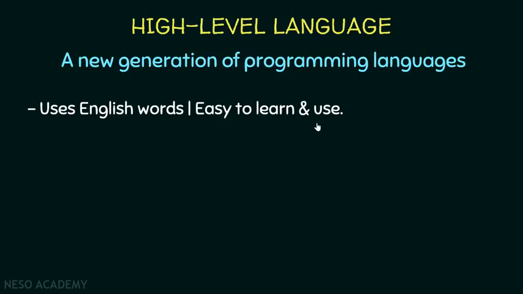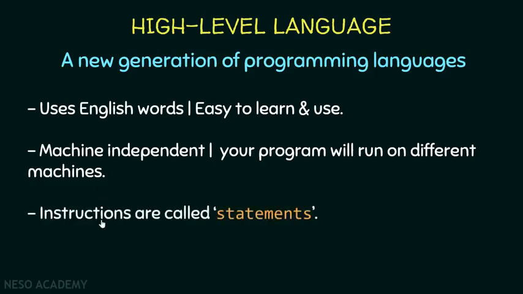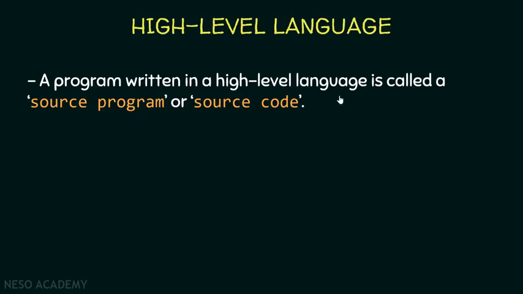Also, high-level languages are machine independent. So our program will run on different machines, and this is very important. And each instruction written in a high-level programming language is called a statement, okay? So later on, whenever we write an instruction using Java, for example, we will call it a statement. And a program written using a high-level programming language is called a source program or source code.